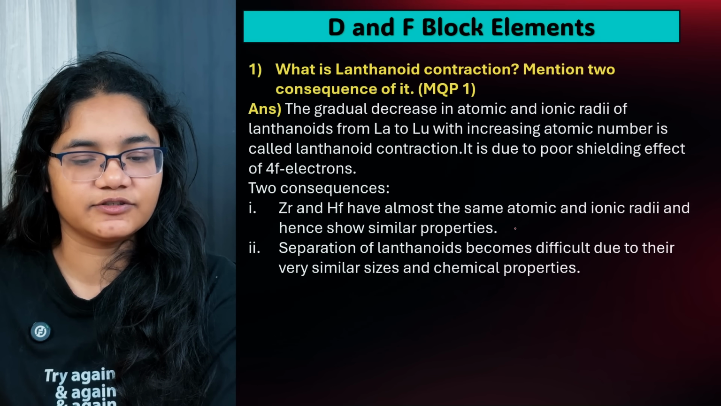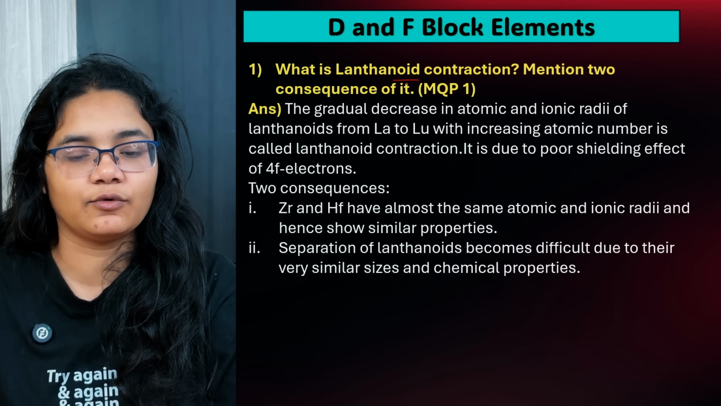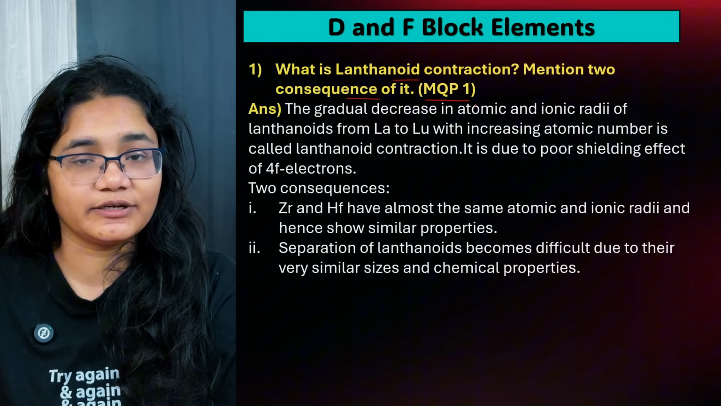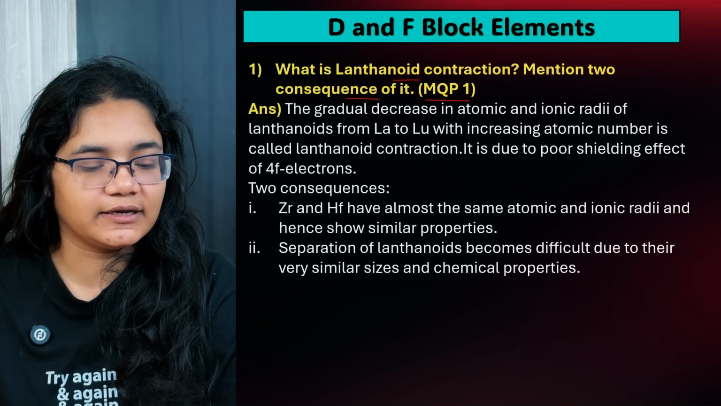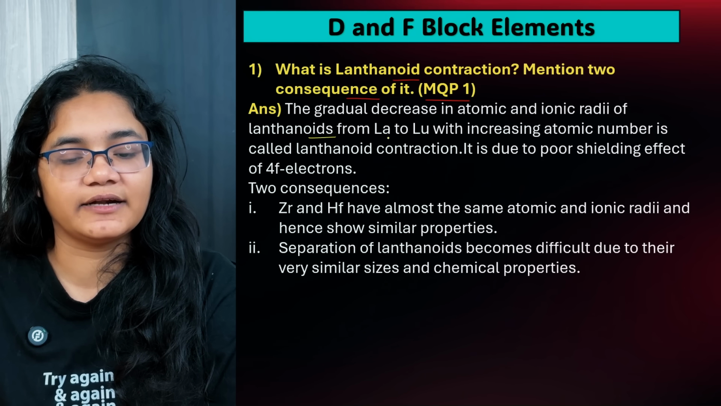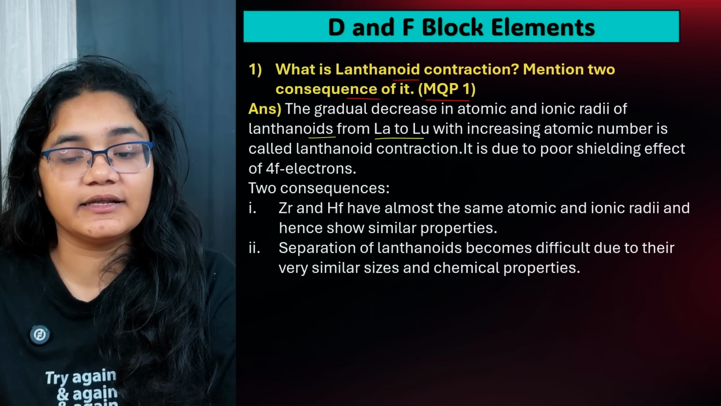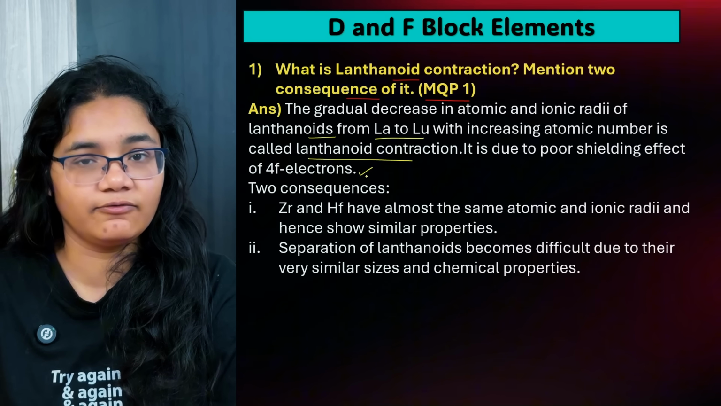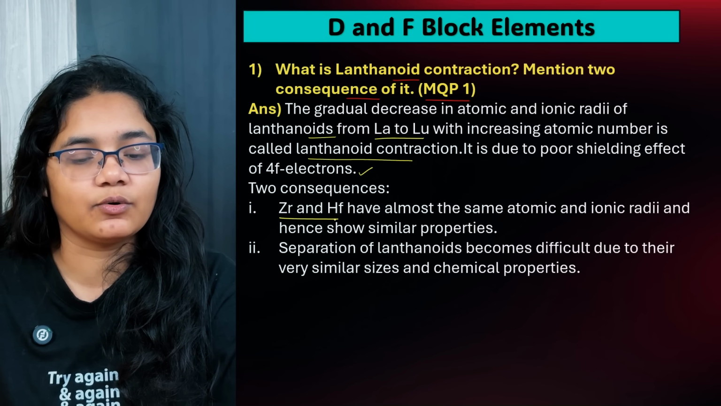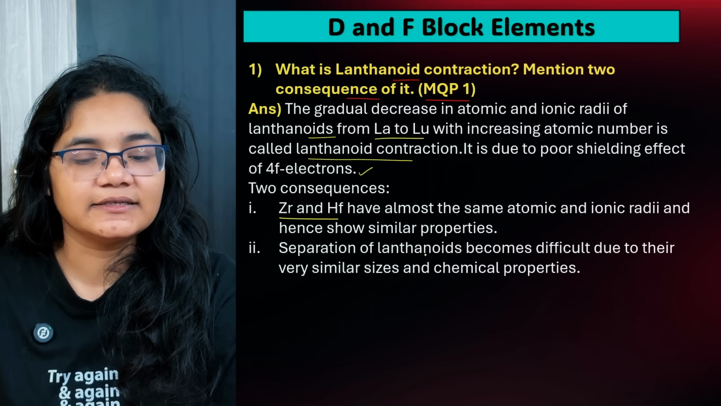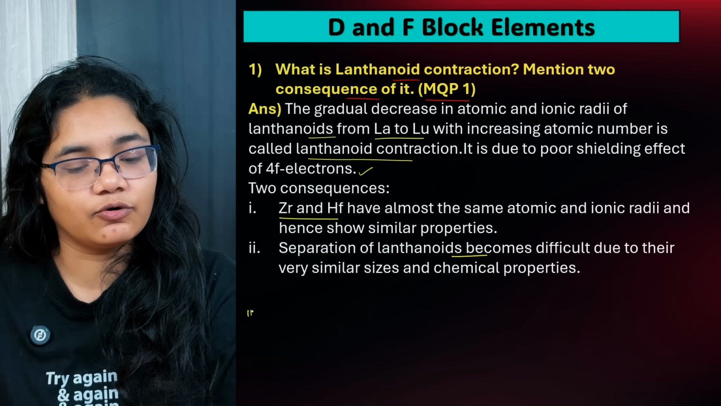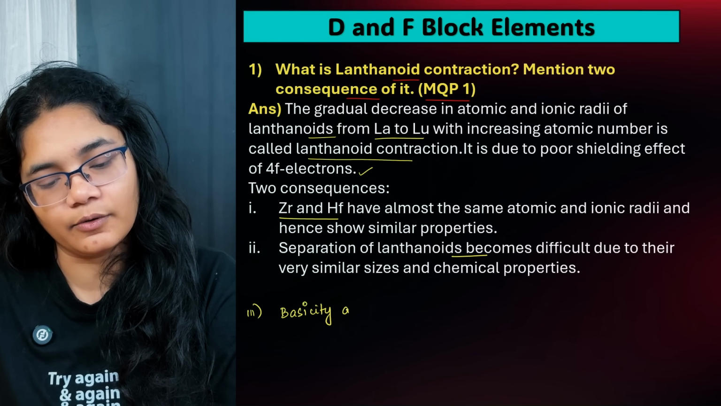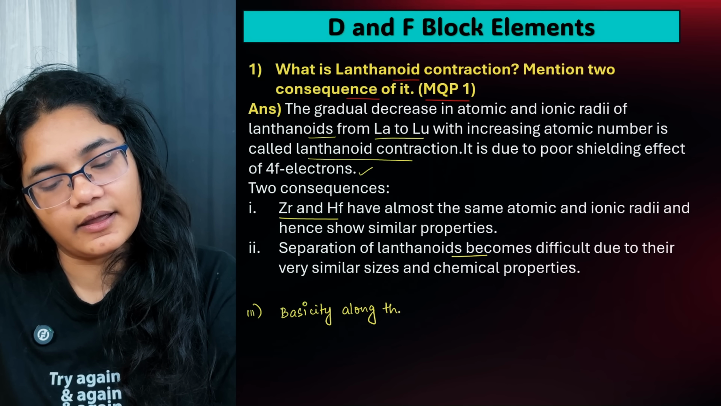So let's start with the first question of d and f block. Very, very important question. What is lanthanide contraction, and mention its consequences. It was asked in model question paper 1 as well. The gradual decrease in the atomic and ionic radii of lanthanides from lanthanum to lutetium with the increasing atomic number is called lanthanide contraction, and it is due to the poor shielding effect of 4f orbitals. The consequences are zirconium and hafnium have similar size. Separation of lanthanides is difficult. One more you can write is basicity decreases along the period.